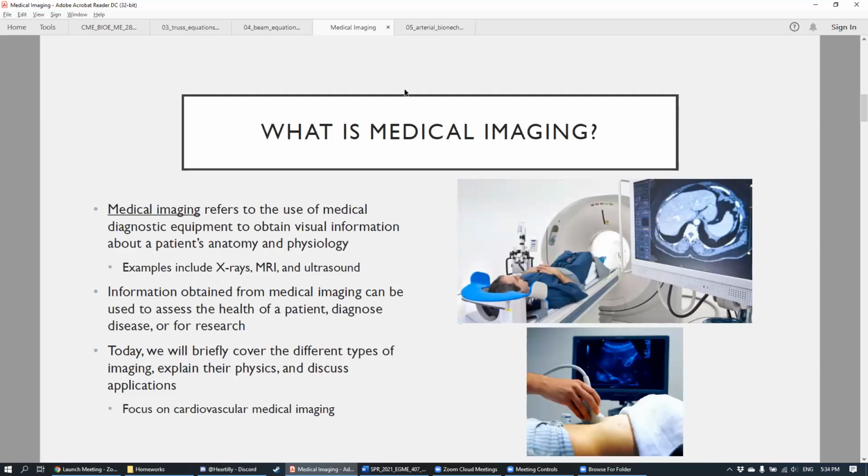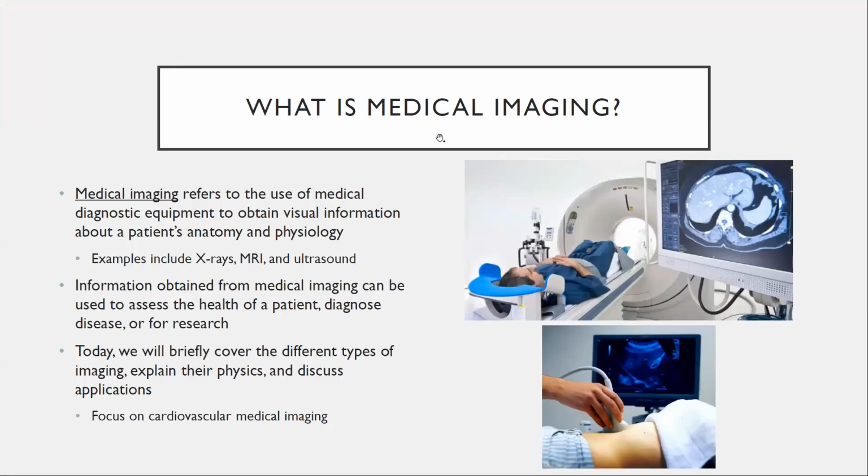All right. So first, let's talk about what is medical imaging. When I talk about medical imaging, what I basically mean is the use of any kind of medical diagnostic equipment that can be used to obtain visual information of a patient's internal organs. So that means either their anatomy or their physiology. Some examples that you've probably heard about in passing are things like X-rays, MRIs, and ultrasounds. We're going to go over all of those today and explain what those are and a little bit of how the technology works behind them.